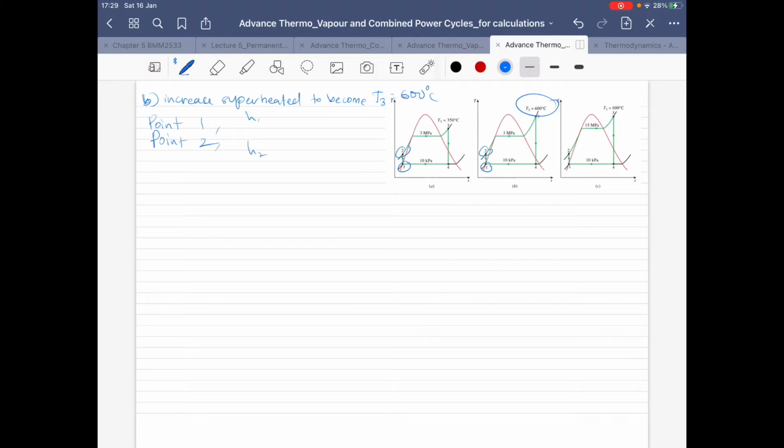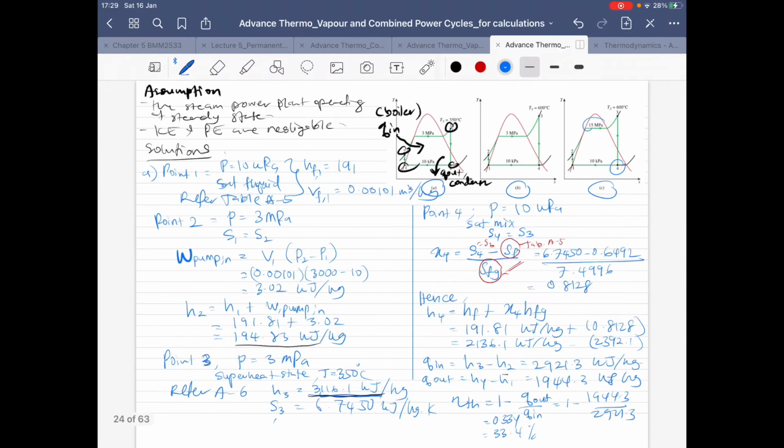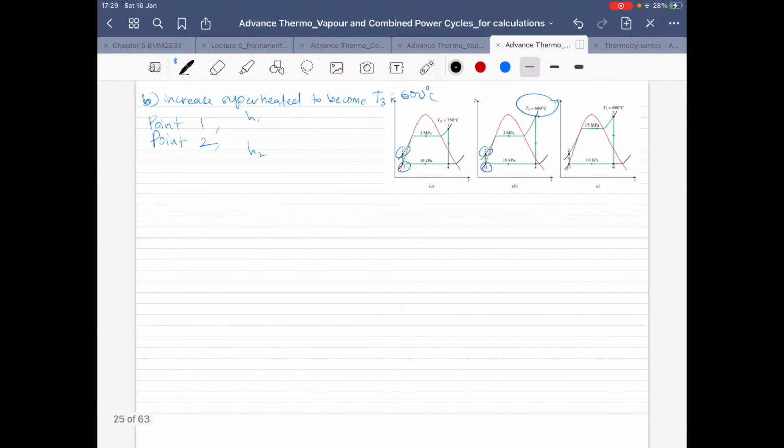So we don't have to bother to calculate it, you get this from H1 and H2. Look at this. So we have H1 and then we have H2, so we have everything for point 1 and point 2. However, for point 3 we have to calculate, because point 3 has changed. So point 3 pressure is still 3 megapascal, but the temperature is 600 degrees C.